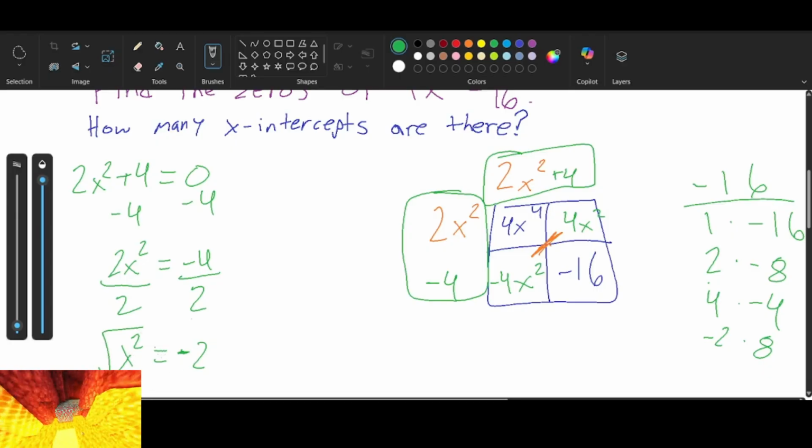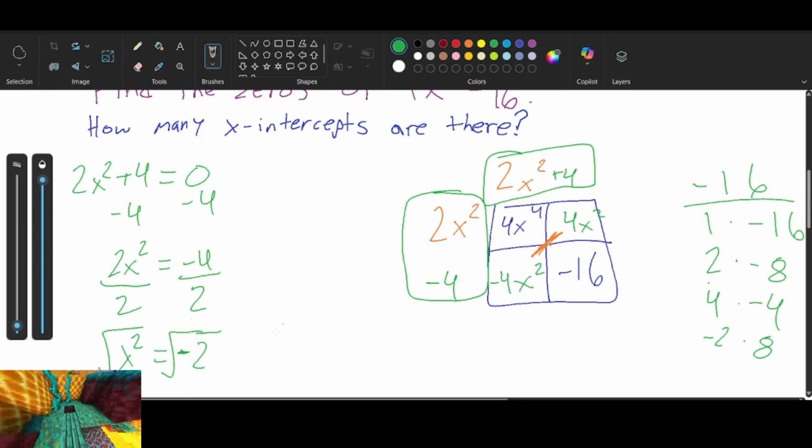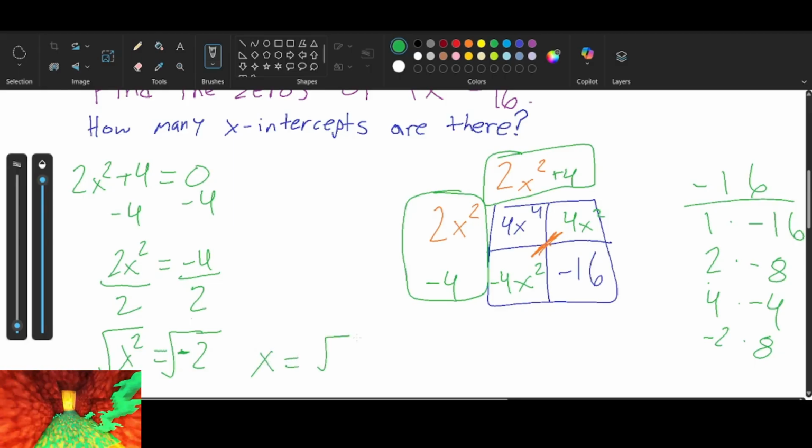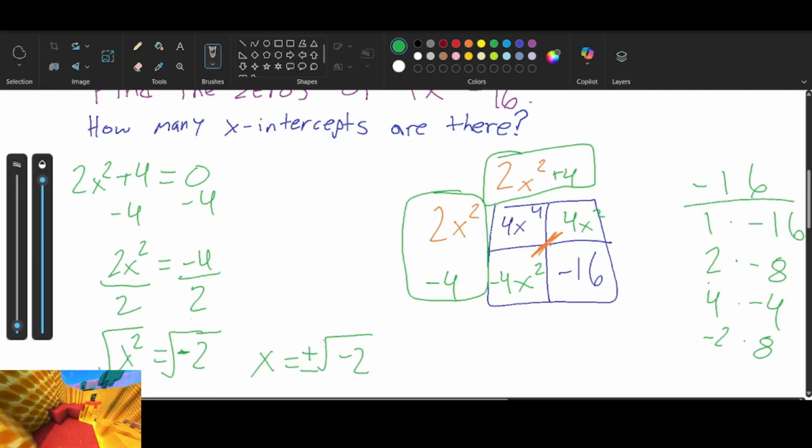So obviously now I'm going to take the square root because I want just x equals a number, not x squared. So I have x equals the square root of negative 2. Well, I know that it's got to be plus or minus because that happens every time we take the square root of x squared. It'll give us a positive number and a negative number.